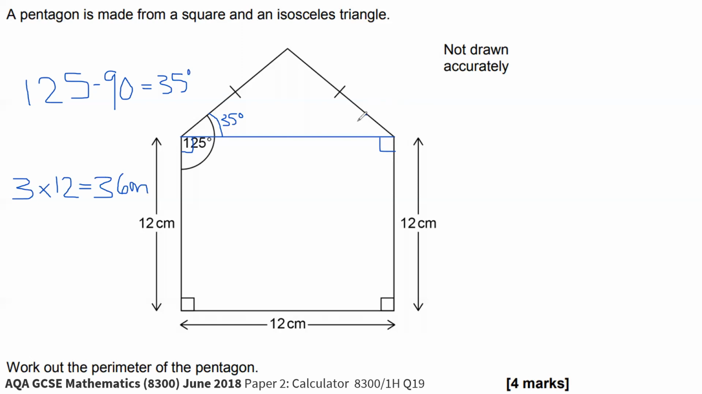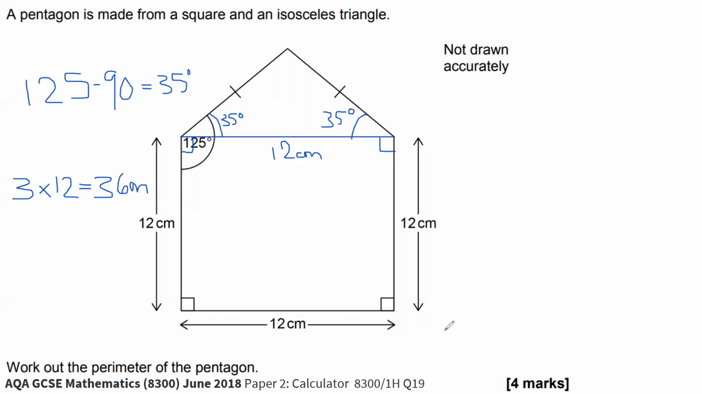As I've said, we know that these two angles are the same, so we know that both of these are 35 degrees, but we don't know what this top angle is. So the best way of doing it, we need to find out what one of these side lengths are. We know that this bottom side is 12 centimetres. We don't really have any other more information than that.